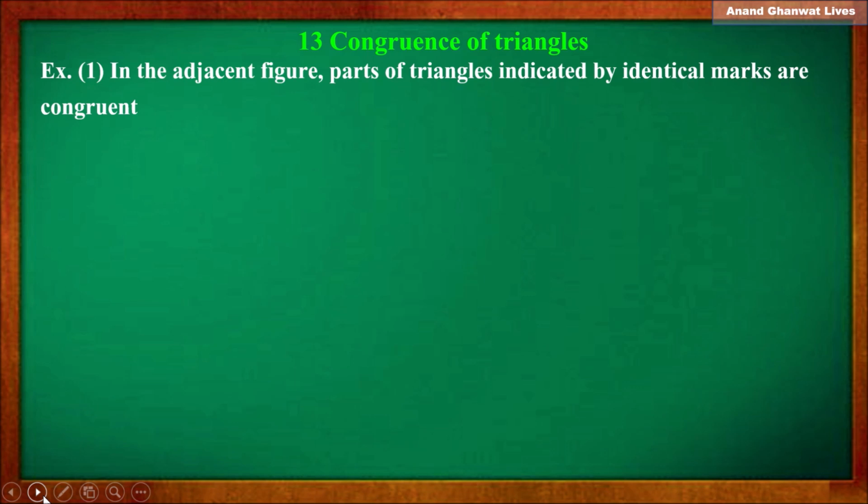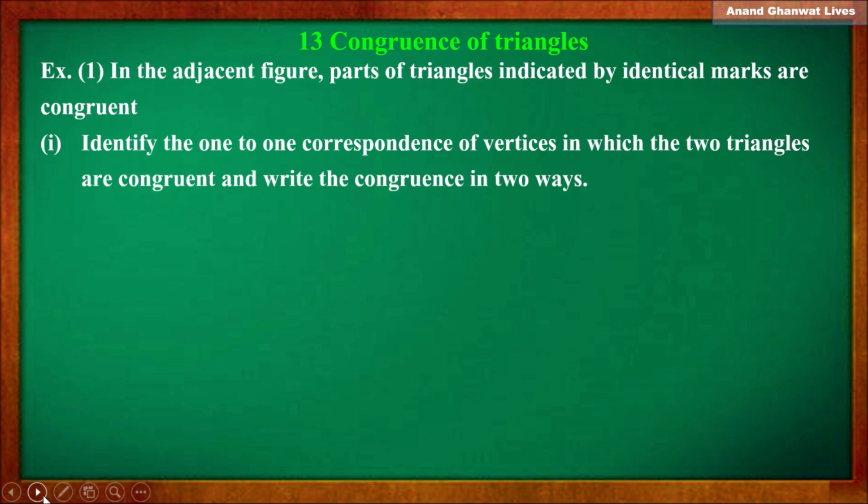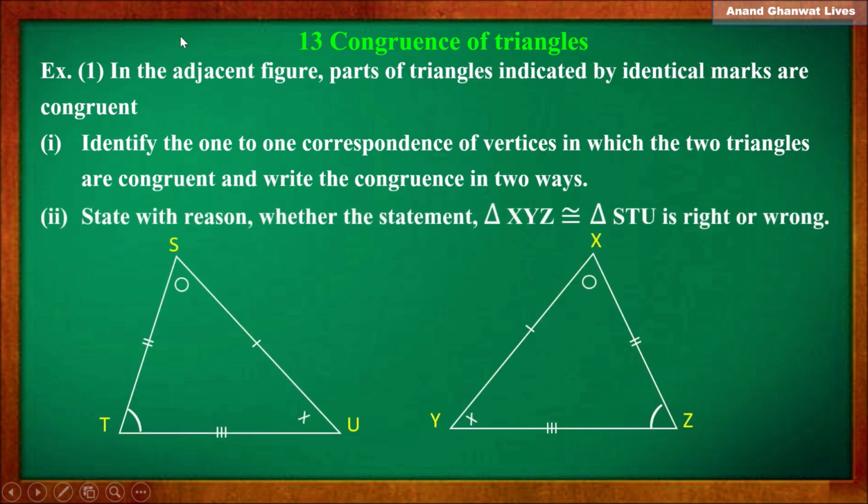Now let us see the problem here. In the adjacent figure, the parts of triangles indicated by identical marks are congruent. So segment ST is congruent with segment XZ, which have identical marks. Then segment SU is congruent with segment XY. Then segment TU is congruent with segment YZ.